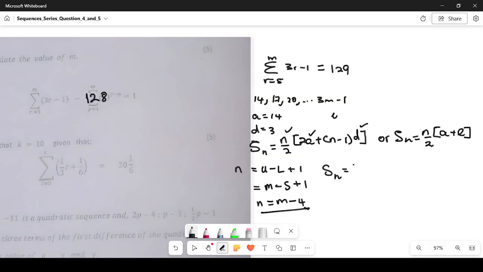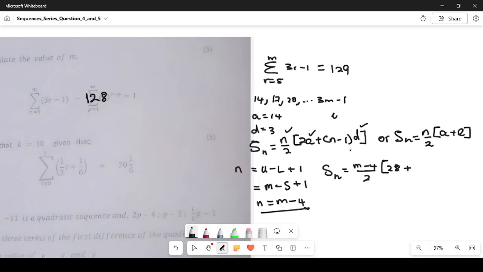So m is given by (m minus 4) divided by 2, multiplied into, what is 2a? 2 times 14 will get 28, right? So I'm just substituting. Not substituting, I'm multiplying. But you can first do your substitution and then you do the multiplication. I'm just constrained by time here.